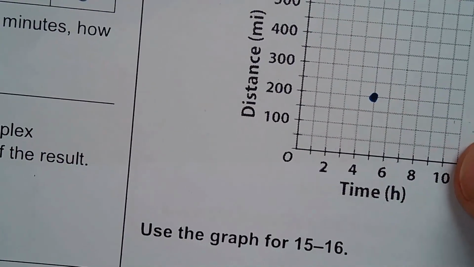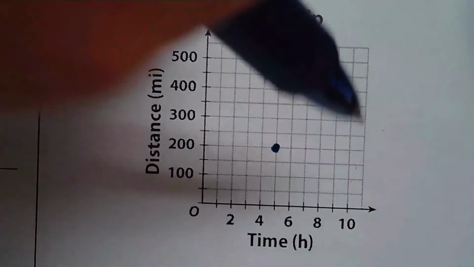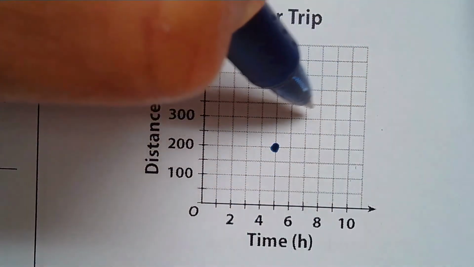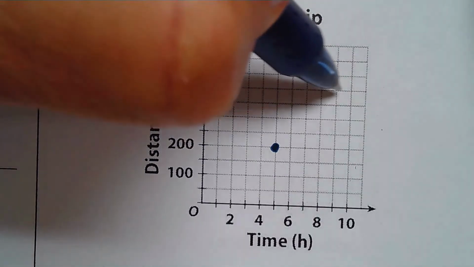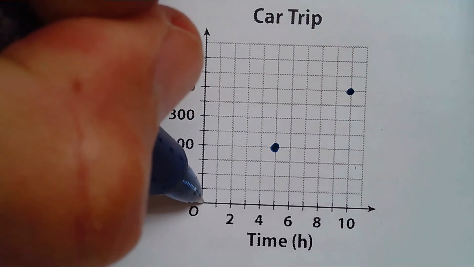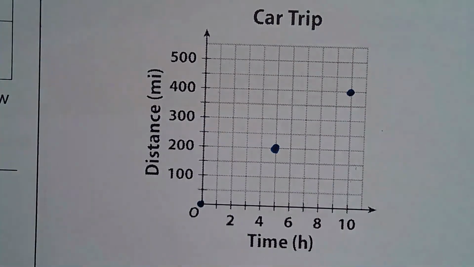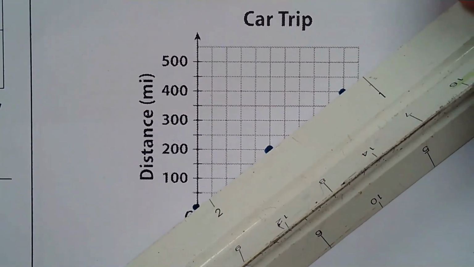And if I go 10 hours, I should go 400 miles. So I can even double that. That's what proportional relationships do. You can do that, 200, 400, 10. And if I go 0 hours, I should go zero distance. And look at that beautiful line that it makes right there.